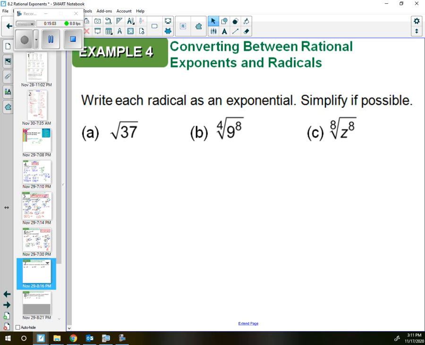We spend a lot of time talking about how to go from something that was written with a rational exponent and writing it as a radical. What if it's written as a radical? Can you write it with a rational exponent?